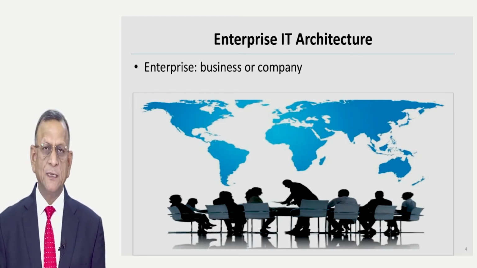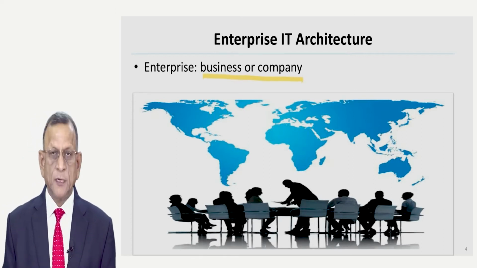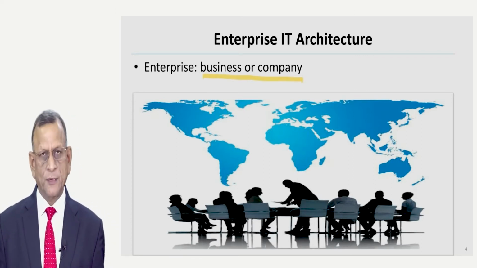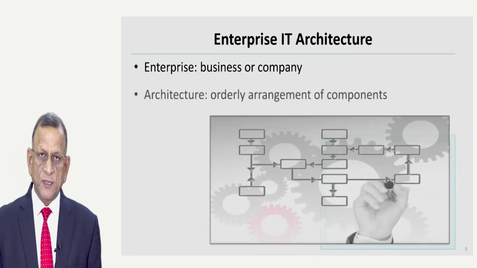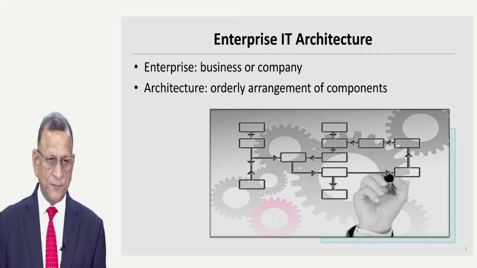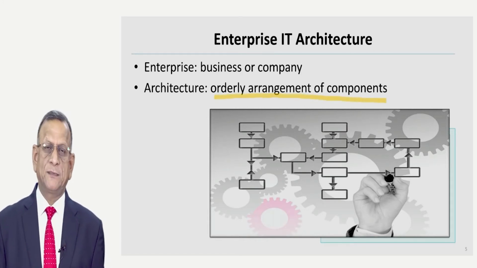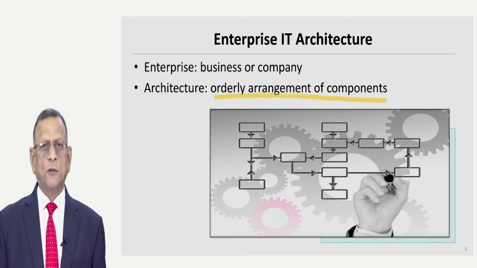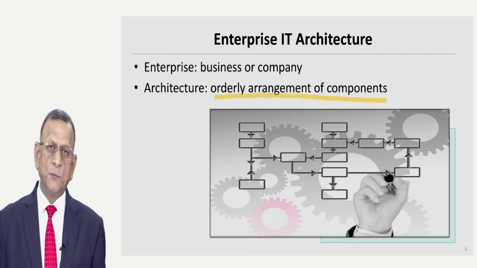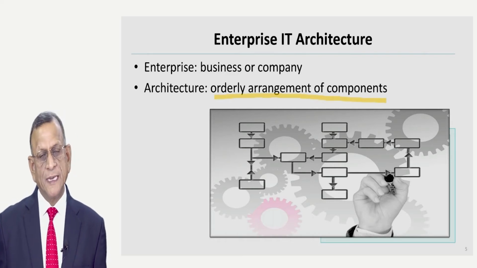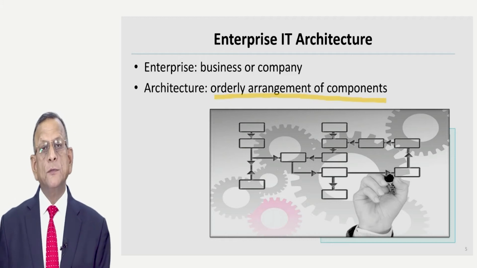Let's understand. So, what is enterprise? It is a business or company. This we know, or an organization or firm, the way in which you call it. Then what is architecture? Architecture is orderly arrangement of components. What are the components? In the case of information systems, we have hardware, networking and software.